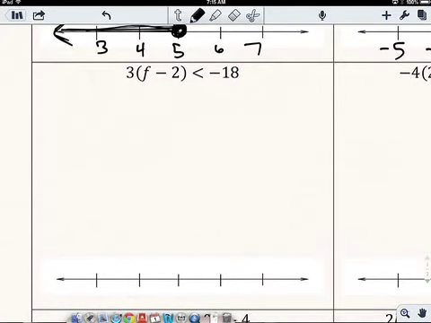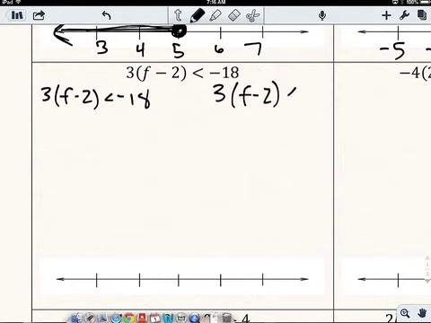3 times f minus 2 is less than negative 18. So there's two ways to do this. I'll go ahead and work it out in both ways quickly here, just so you can check your work depending on how you did it.